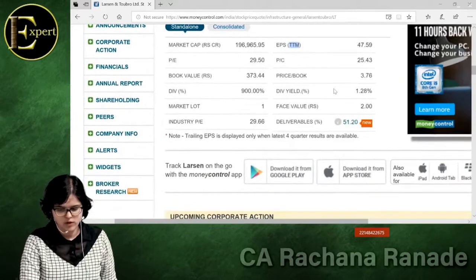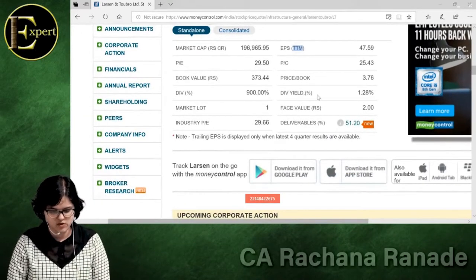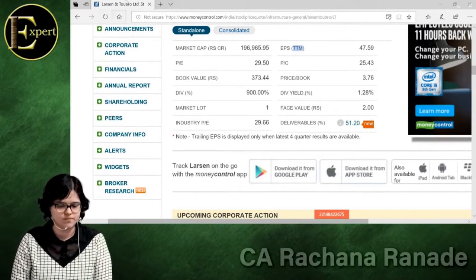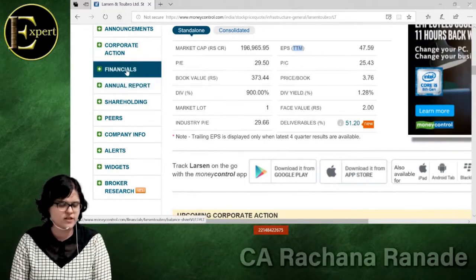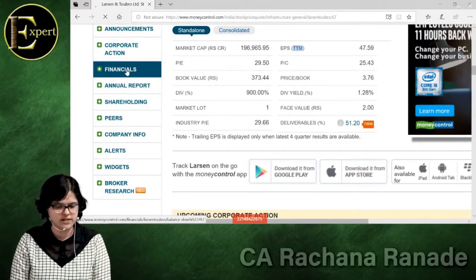I'm not sure whether we'll be able to match this exactly or not, but we'll try it out at least. Where do I get PAT? Everything on Money Control if you were to check. Financials.